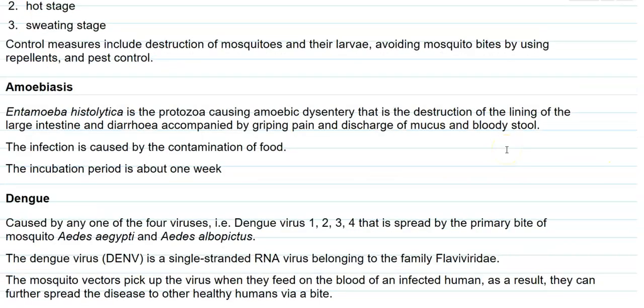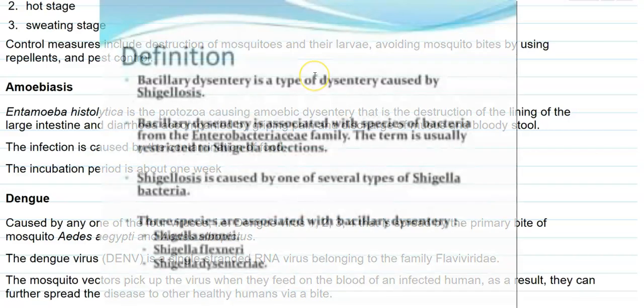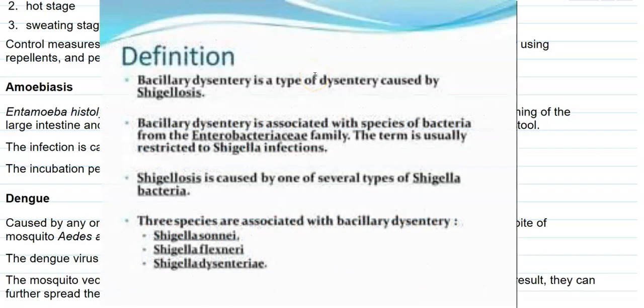One more important protozoal parasitic disease that affects humans is amoebiosis, which is mainly caused by a protozoa called Entamoeba histolytica. It causes amoebic dysentery. Remember, there is another form of dysentery that could be caused by bacterial infection, which will also show similar symptoms.